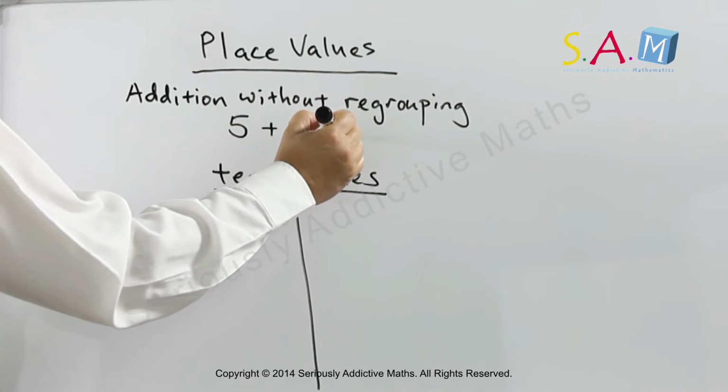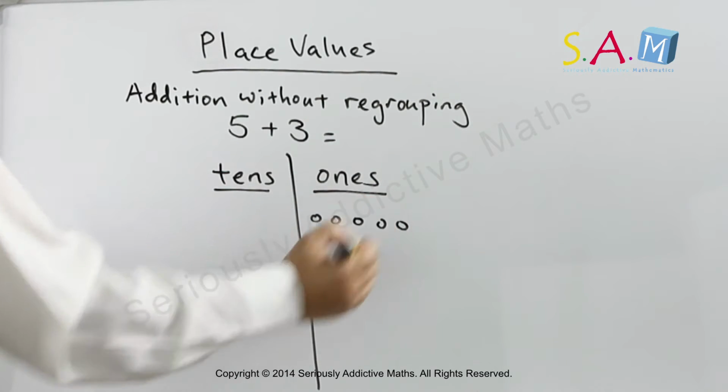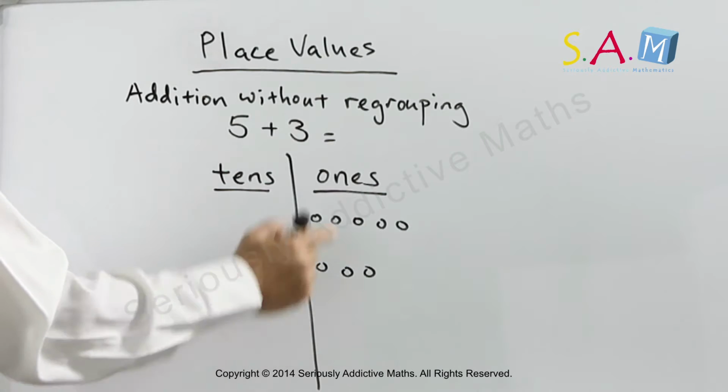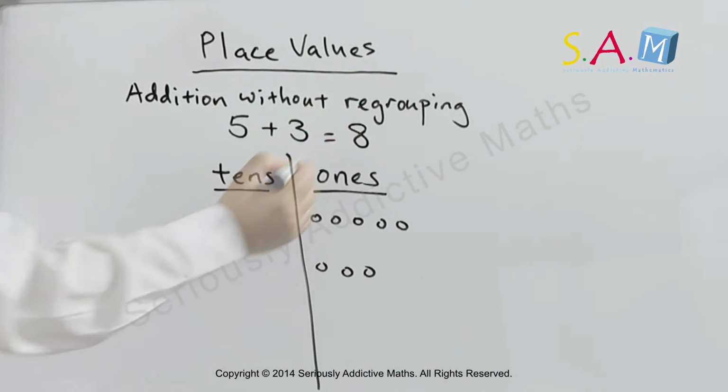Plus 3 equals, 2, 3, 4, 5, 1, 2, 3. 5 ones plus 3 ones is 8 ones.